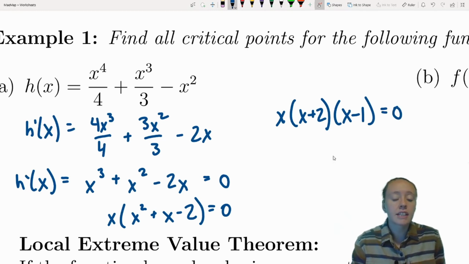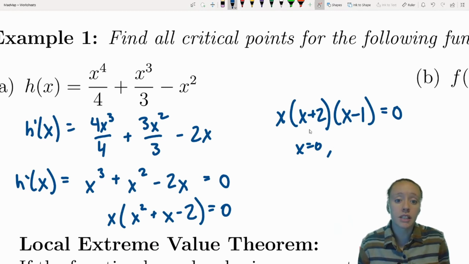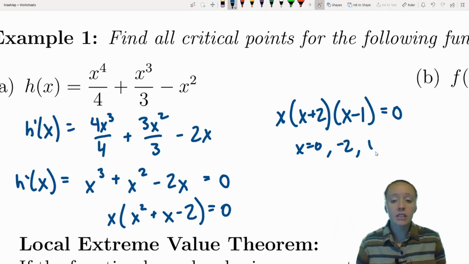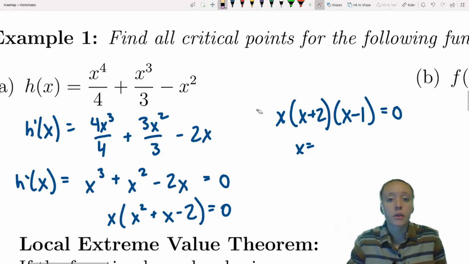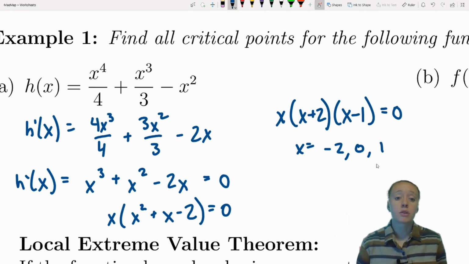And having it factored like this, it's going to be easy to see when this equals 0. It's going to equal 0 when x equals 0. It's going to equal 0 when x equals a negative 2. And it's going to equal 0 when x equals a positive 1. So 0, negative 2, and 1 are my x values where I'm going to have critical points. So let me order this, going from negative to positive. Again, that's negative 2. Our derivative is going to be equal to 0. When x is equal to 0, our derivative is going to be equal to 0. And when x equals 1, our derivative is going to be equal to 0.